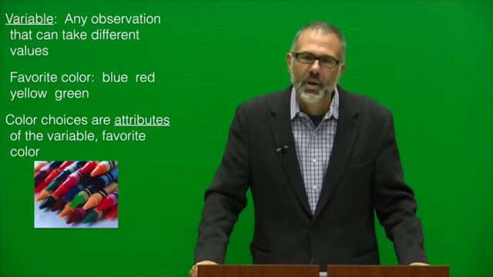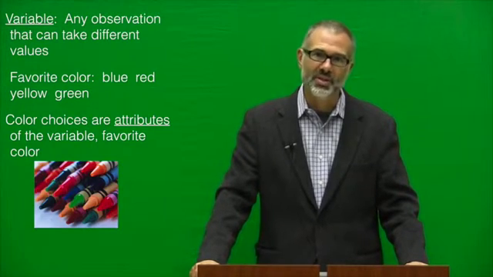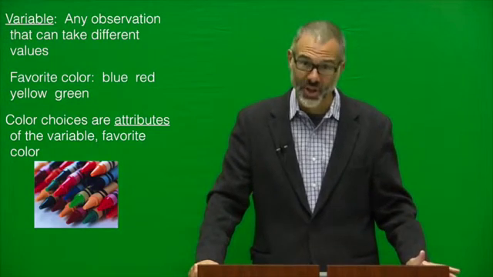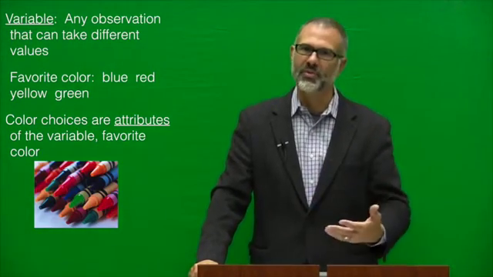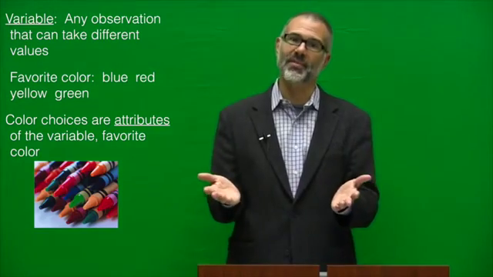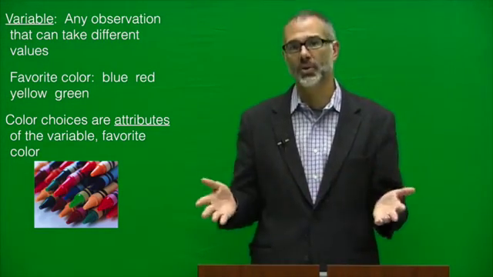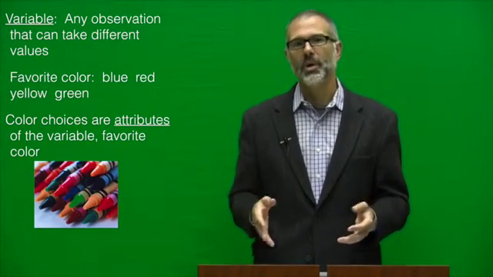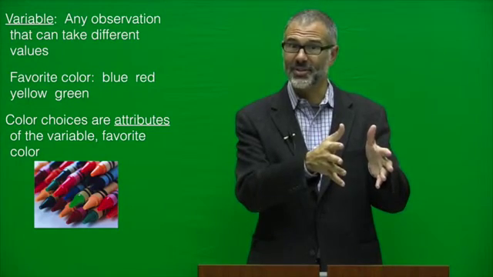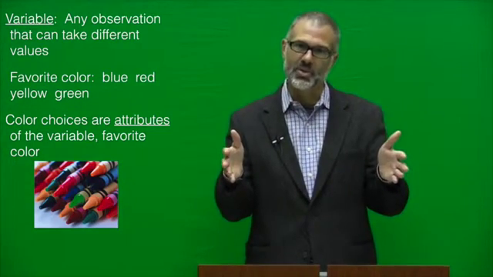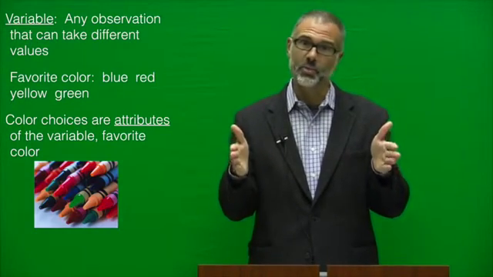What is a variable? A variable is any observation that can take on multiple values. So if I'm interested in people's favorite color, I can just directly ask you and have you self-report what's your favorite color, and then the attributes of that variable would be red, green, blue, purple, whatever the list of colors are that you're choosing from. So we have a variable asking you what your favorite color is, and then we have a set of attributes that populate that variable, and in this case it would be colors.